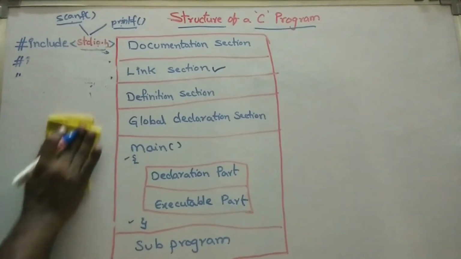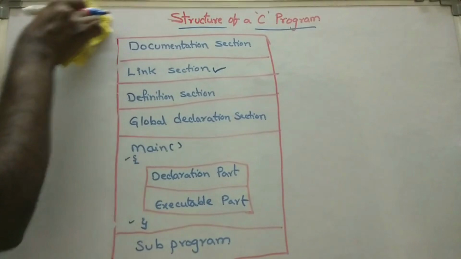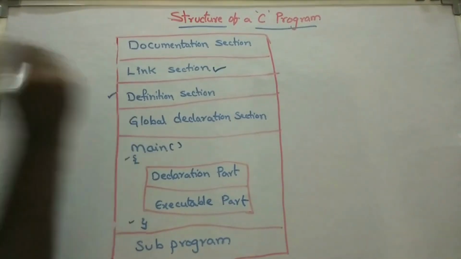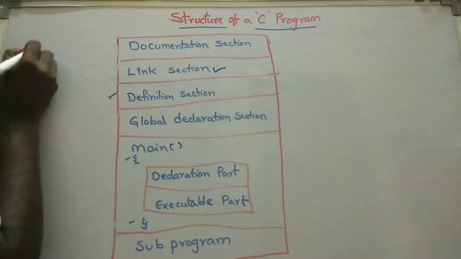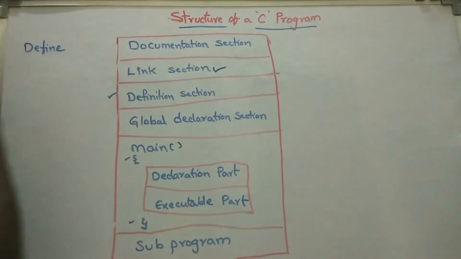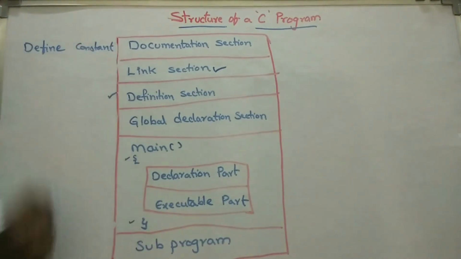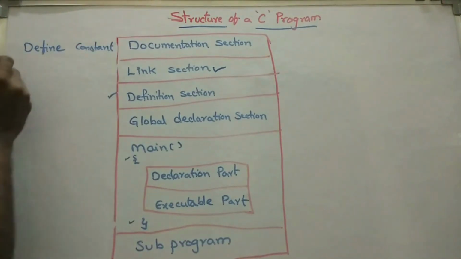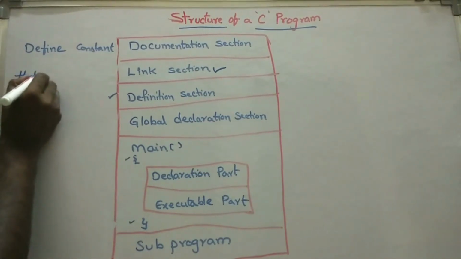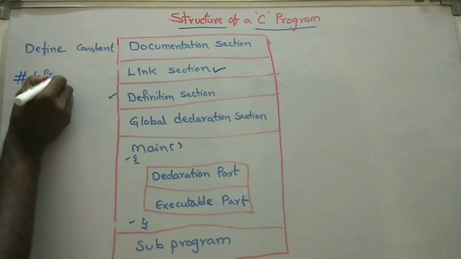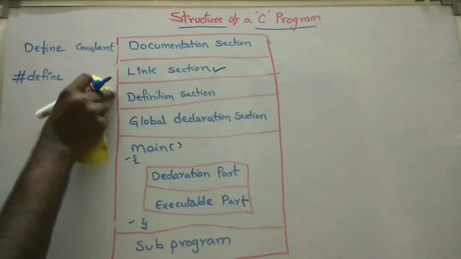And the next one is the definition section. What is the need of definition section? By using the definition section, we have to define some constant value. How? By using the macro #define, which is the macro for defining some constant value.